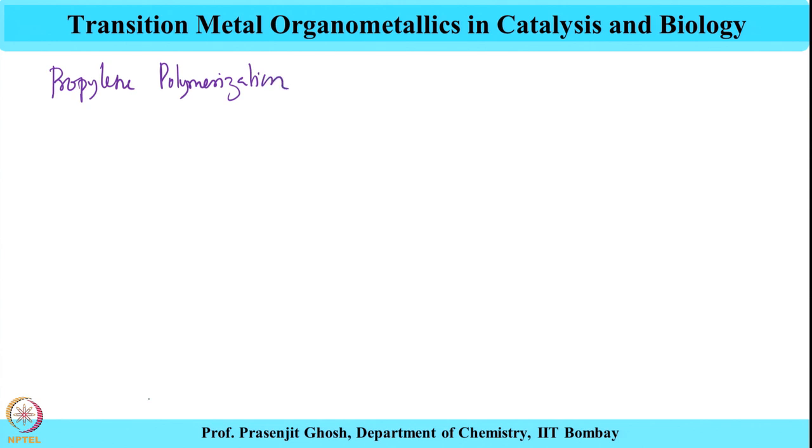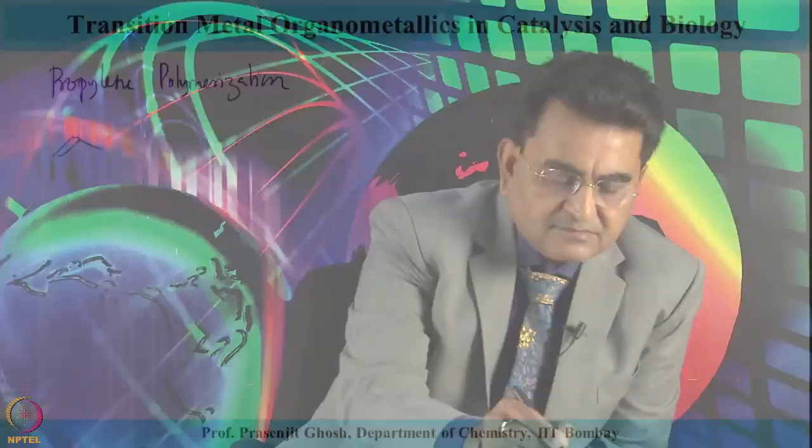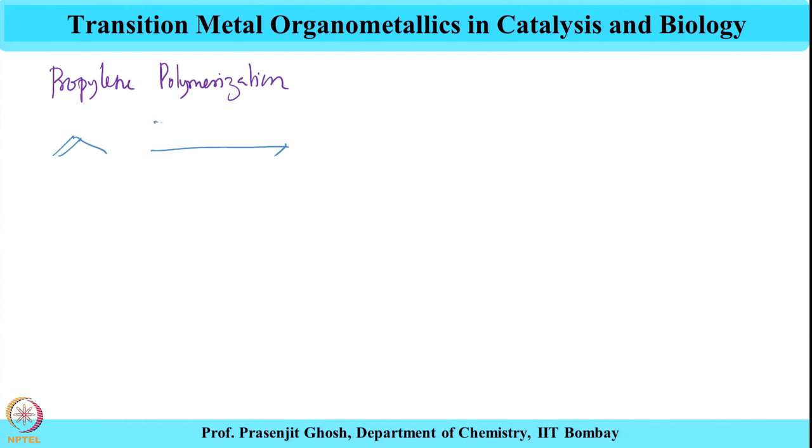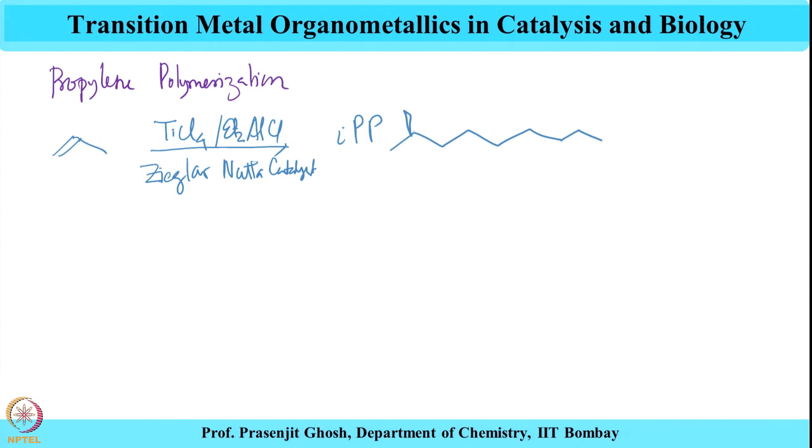So, what is important to note is that propylenes were polymerized with aluminum chloride or Ziegler-Natta catalyst to give isotactic polypropylene, which is a stereoregular polymer. Isotactic polypropylene, or IPP.